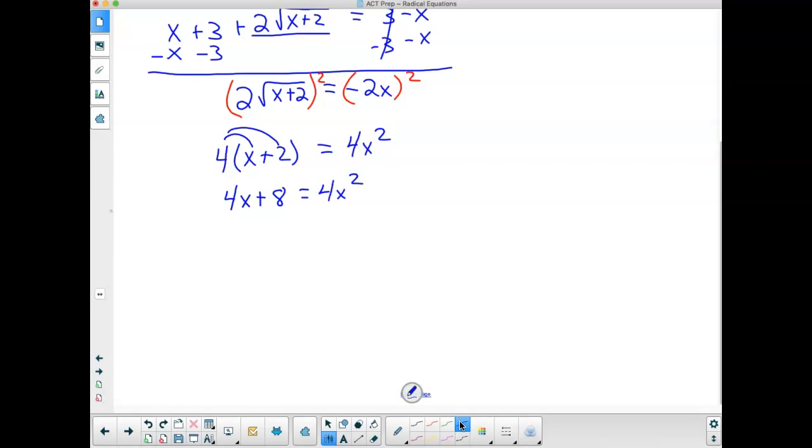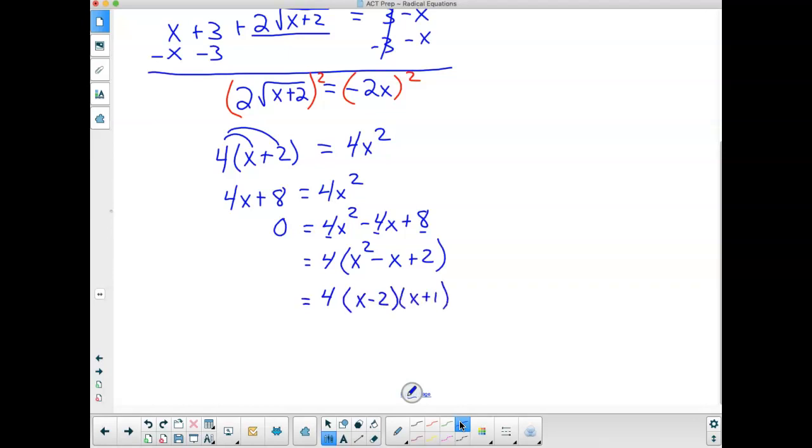Again, I have a quadratic equation. So I'm going to get everything to one side, set it equal to 0, so I can see if I can factor it. Well, lo and behold, I have a greatest common factor in here, and my greatest common factor is 4. Now that's going to give me x squared minus x minus 2. Does that factor further? Well, that gives me x minus 2 times x plus 1. So it looks like x equals 2 and x equals negative 1. It's like two potential solutions.